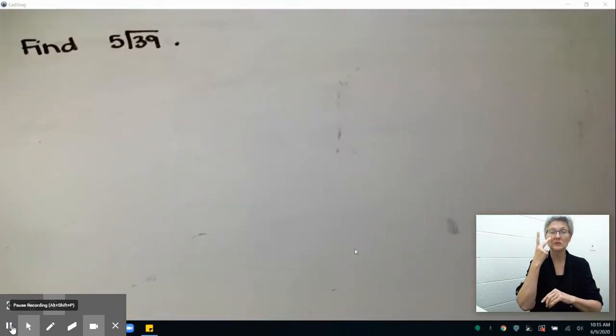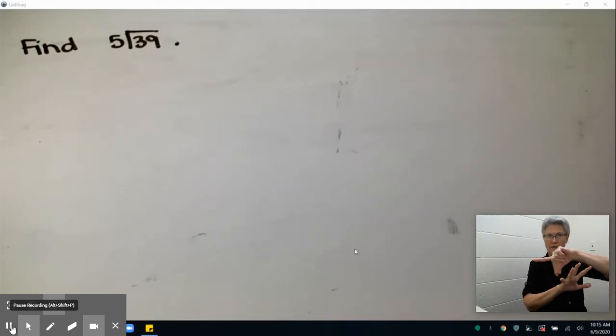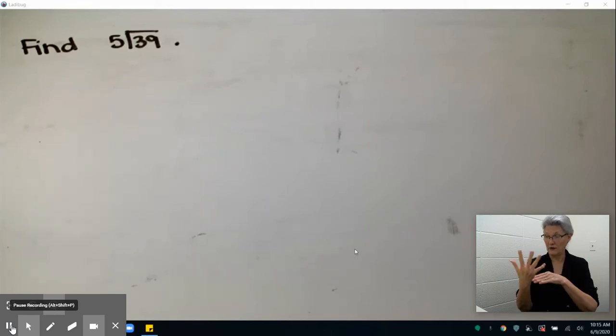Let's take a look at another problem. This problem says find 39 divided by 5. Let's start thinking about this problem by thinking of multiples of 5. We know that all multiples of 5 end in either a 5 or a 0.